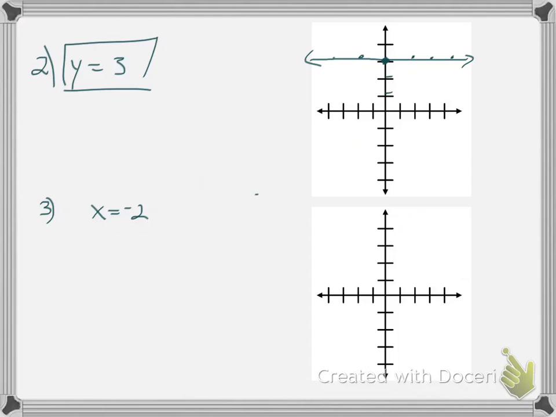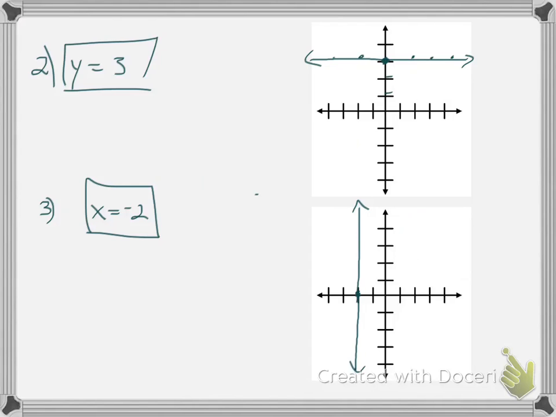So in the next one, I go in the x direction, -2. Well, that means left 2. I'm going to put a point there. And then draw my line now up and down vertically, and all along this line, x is equal to -2. It doesn't matter what point you pick, x is equal to -2.